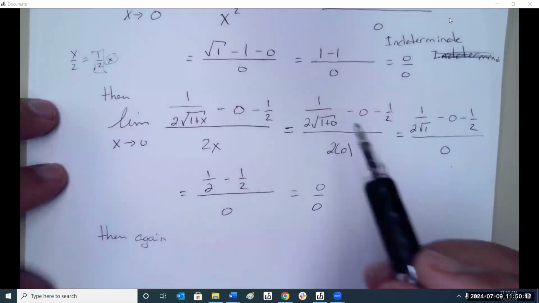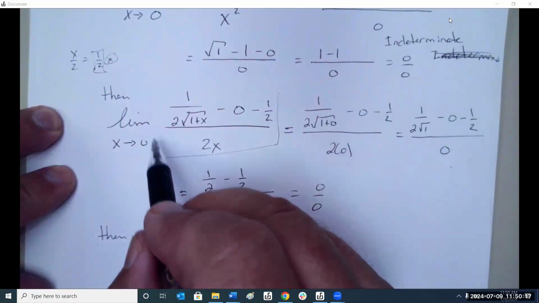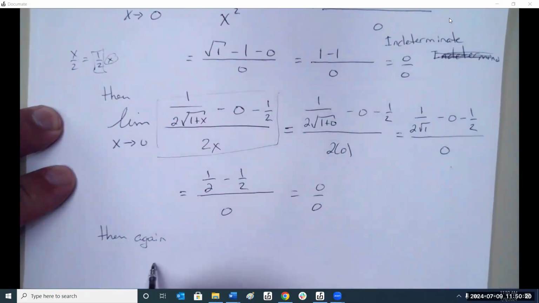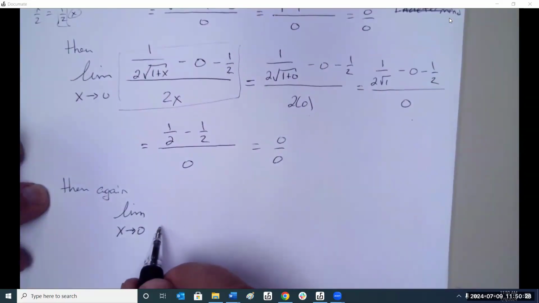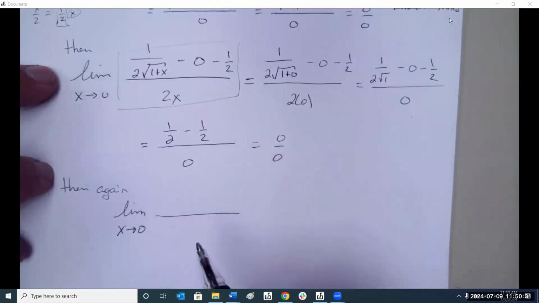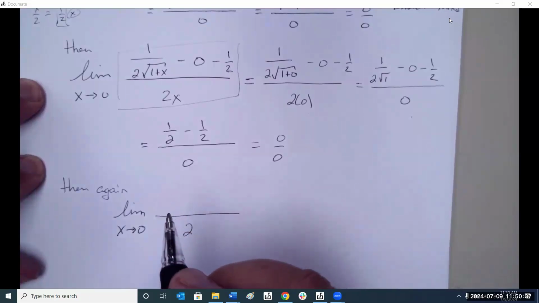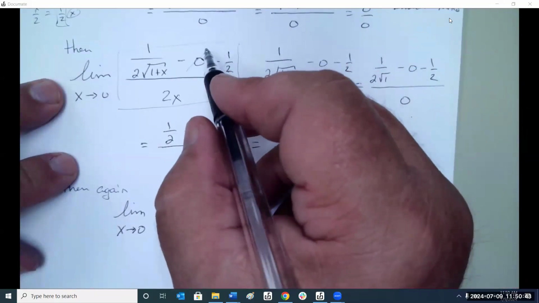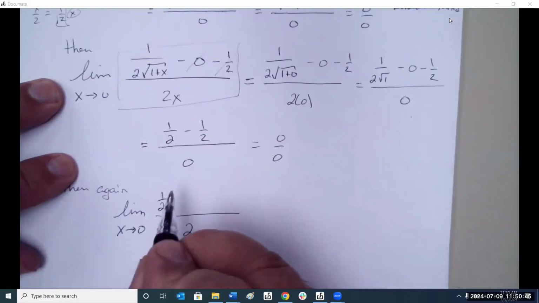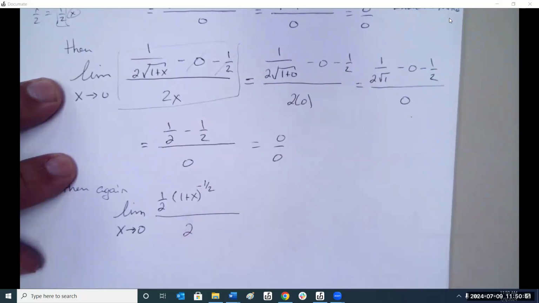And again, now we're taking the derivative of this equation. So you keep on doing it until you no longer get 1 over 0 or 0 over 0. So we're taking the second derivative? This is now the second derivative. The derivative of 0 is 0, that's gone. So we have 1/2 times 1 plus x to the negative 1/2.